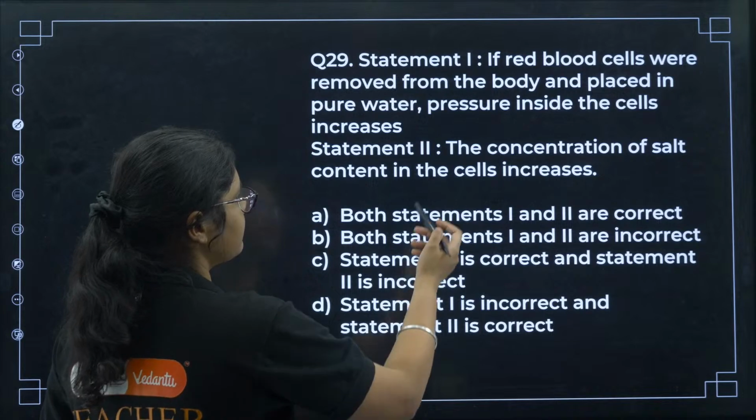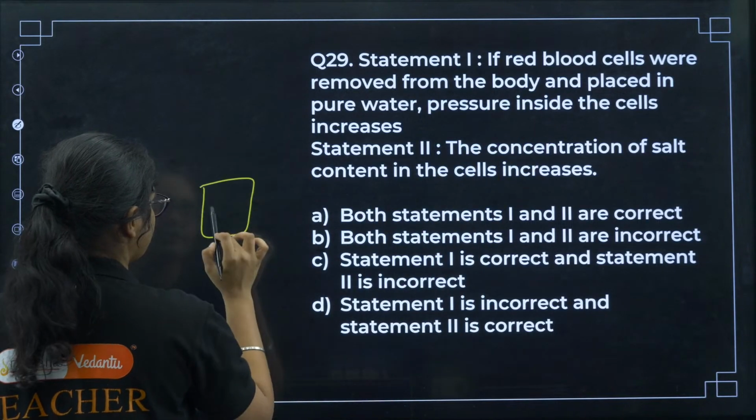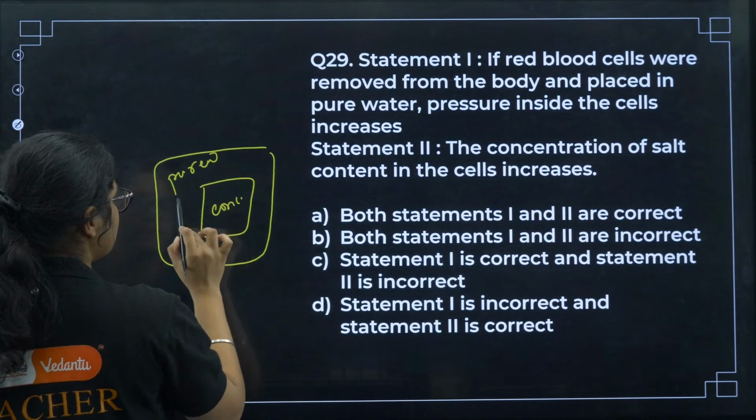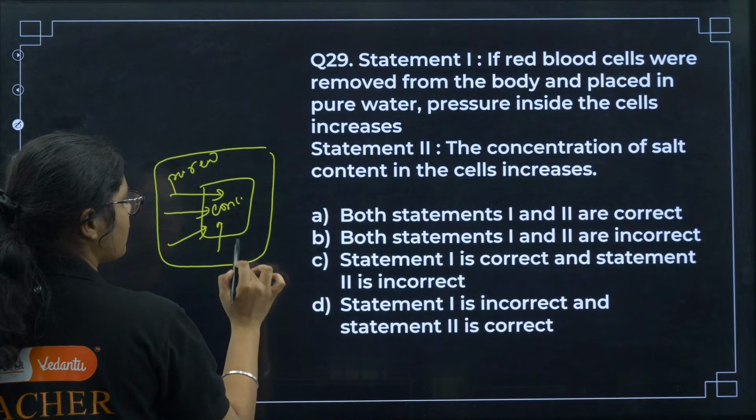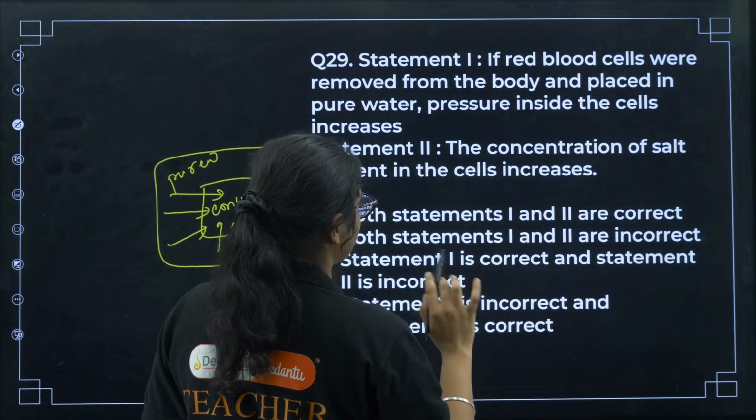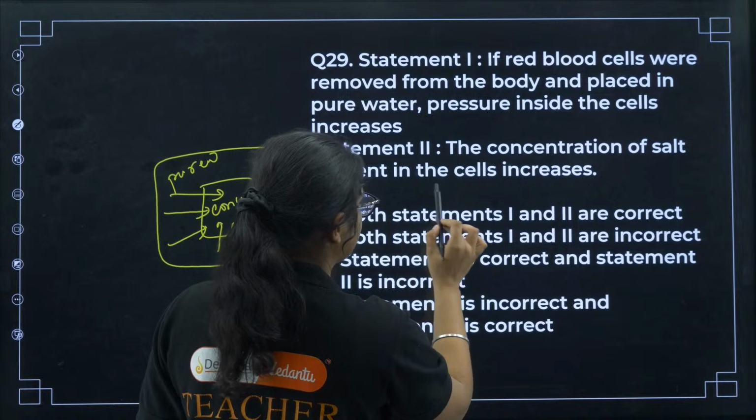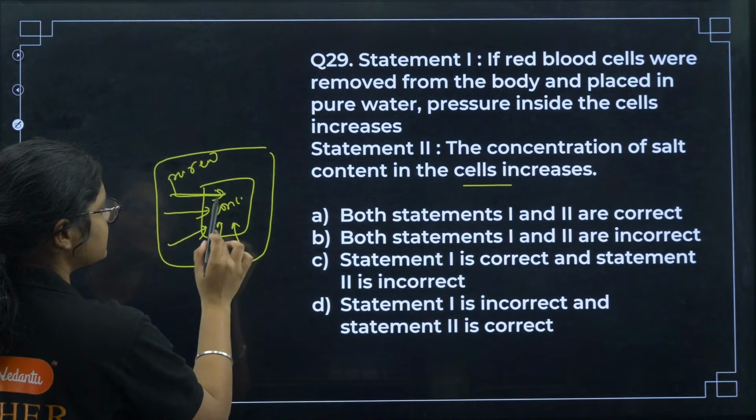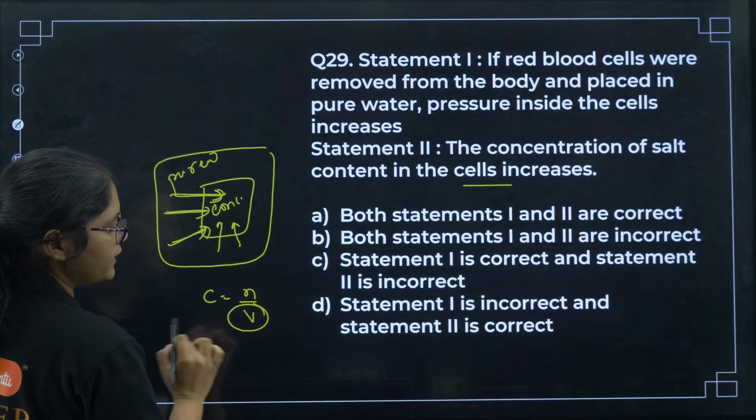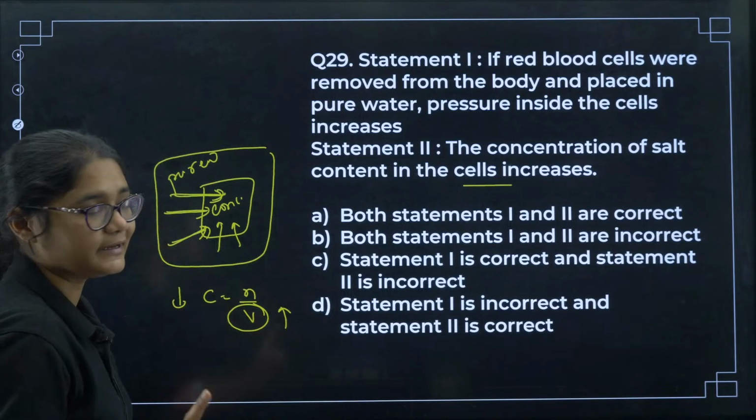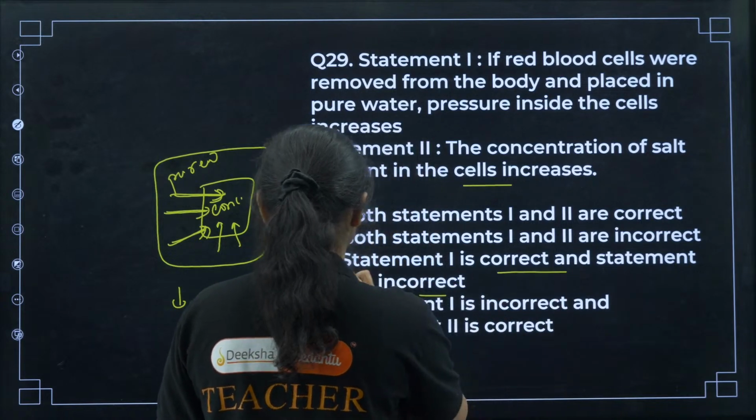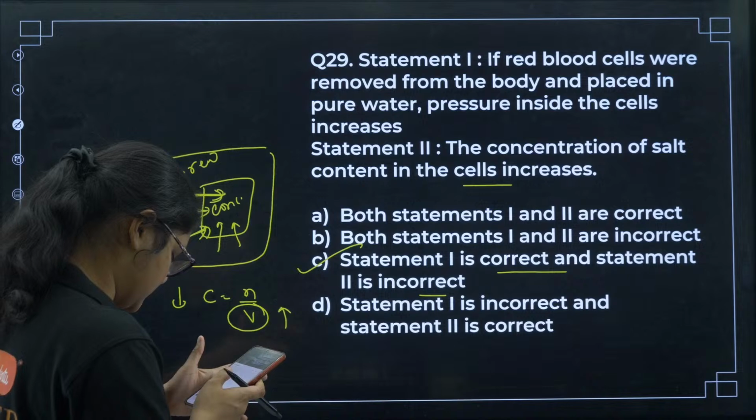Now you see, the red blood cell is something which is concentrated, and outside you have pure water. So what will happen? Solvent water will flow inside. If water flows inside, the pressure will increase inside. So statement 1 is the correct statement. Now the concentration of the salt content in the cells: concentration is equal to number of moles by volume. When water enters, volume will increase. If volume increases, concentration will decrease. So statement 1 is correct, but statement 2 is incorrect. That is your option number C here. Yes, Kiran is correct here.